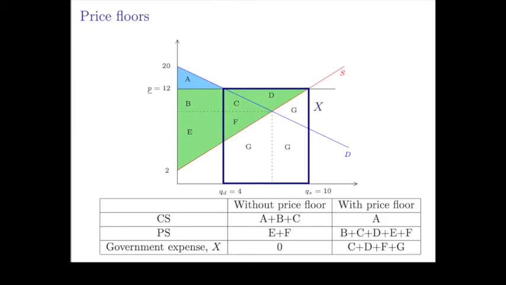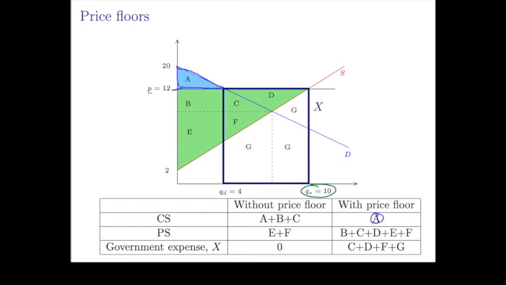So we can represent that all graphically. The producer surplus is now going to be much higher. They're selling 10 units at the price of 12. So the producer surplus is this area. So it's B plus C plus D plus E plus F. The consumer surplus is going to be a great deal smaller. They're having to pay a much higher price, and so their surplus is the area below the demand curve but above this high price of 12. So that's just area A.